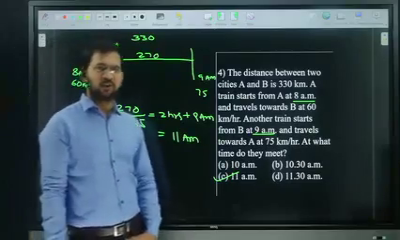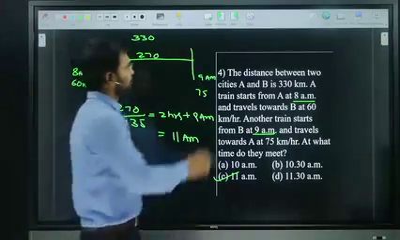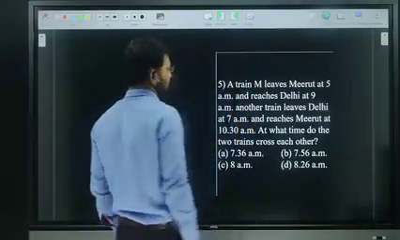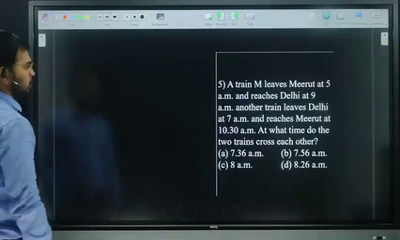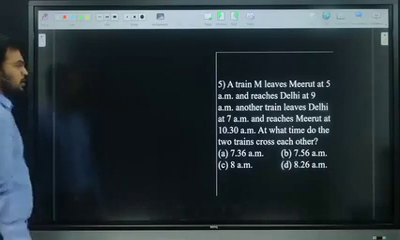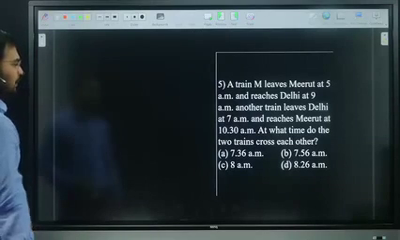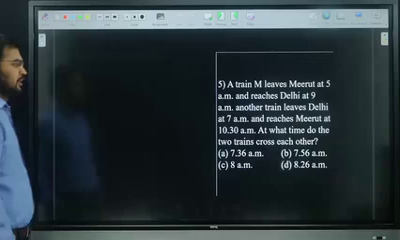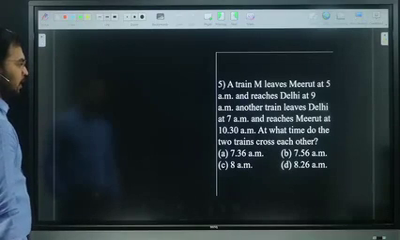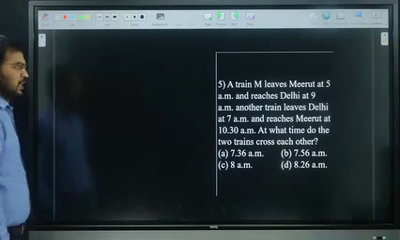Shall I go for the next question? Just read this question. A train M leaves Meerut at 5 a.m. and reaches Delhi at 9 a.m. Another train leaves Delhi at 7 a.m. and reaches Meerut at 10:30 a.m. At what time do the two trains cross each other?